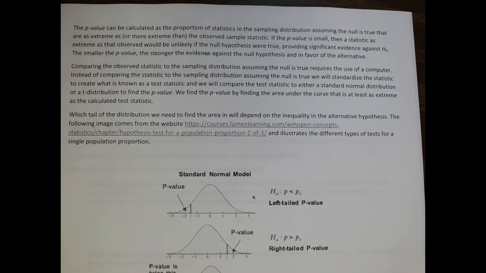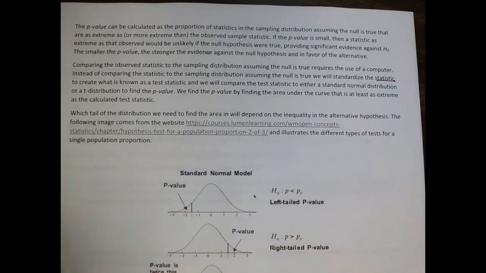We're going to convert those into what is known as a test statistic. So notice the statistic and the test statistic are two different things, and we would compare the test statistic to either a standard normal distribution or a t-distribution to find the p-value.